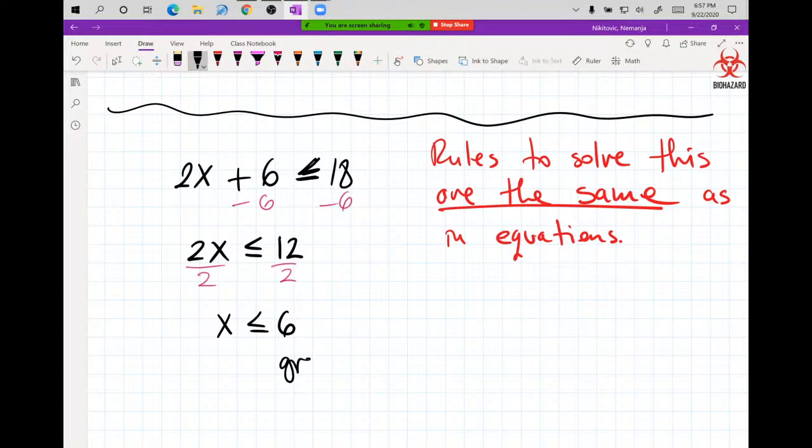Now we have to graph this bad boy, because this is your solution, guys. That's it. You're done. So all I need to do is to graph it. So what should I draw? A line.